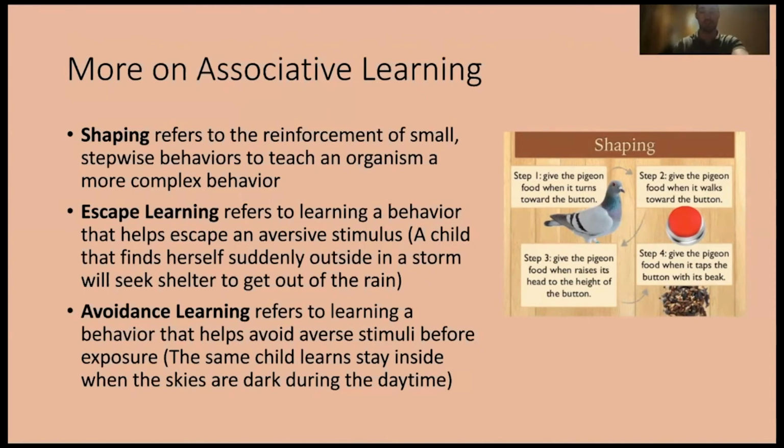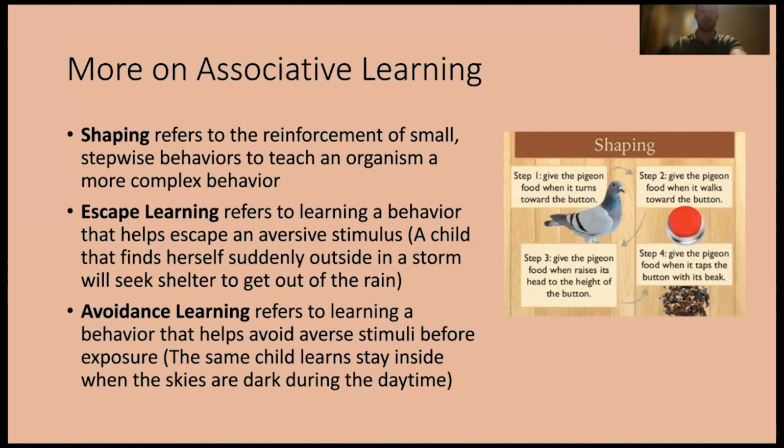So a child that finds herself suddenly outside in a storm will seek shelter to get out of the rain. So that's kind of like our dog in the rain example that we used when we were talking about negative reinforcement. And escape learning can be negative reinforcement. So in this case, it is. She's trying to get out of a bad situation, so she learns, I need to seek shelter to get out of the rain, and that's how I get out of this situation.